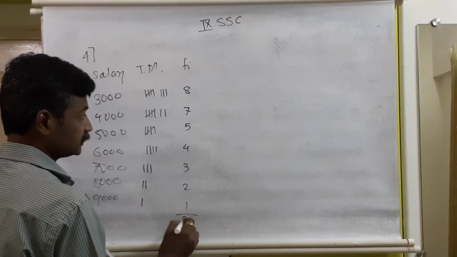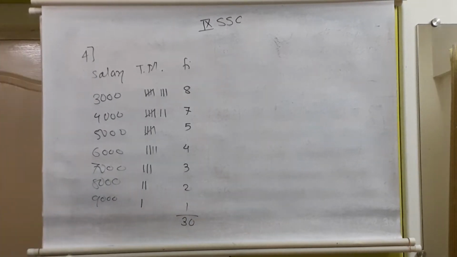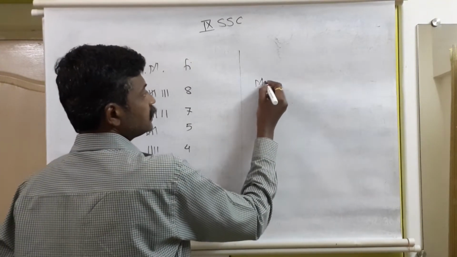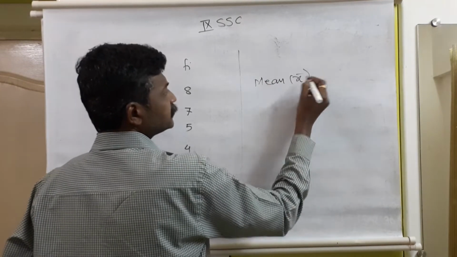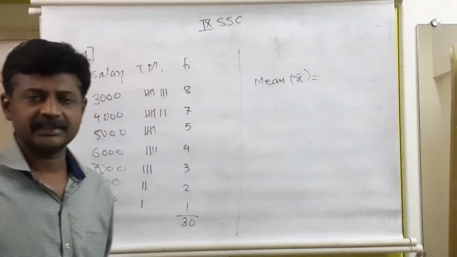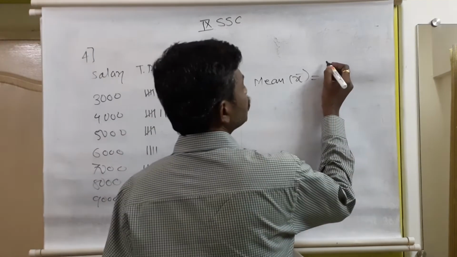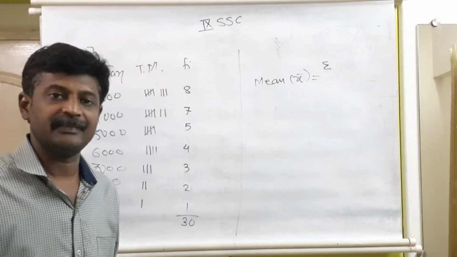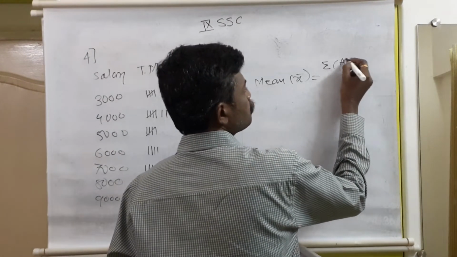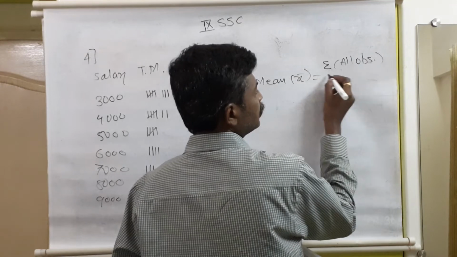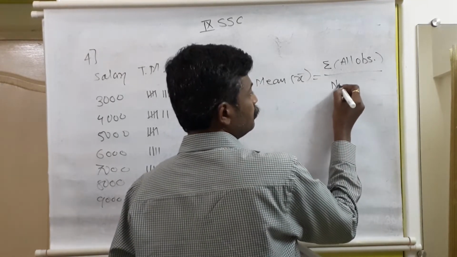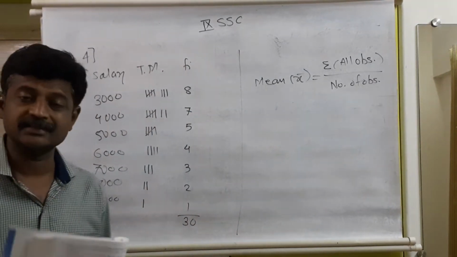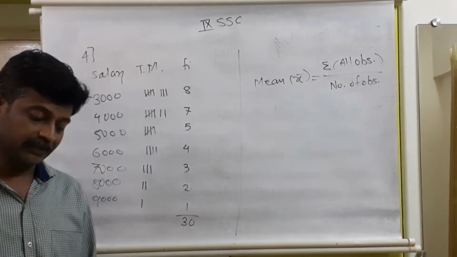So the total is 30. Now we are asked to find the mean. X bar is the short sign for mean. Mean is equal to the sum of all observations, and you can use this sign, sigma, for summation, divided by the number of observations. The number of observations is 30 because it is the salary of 30 workers.